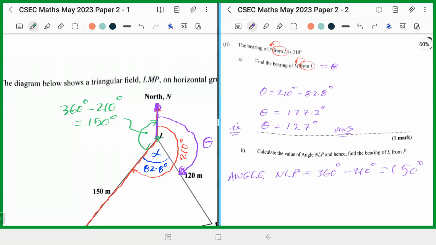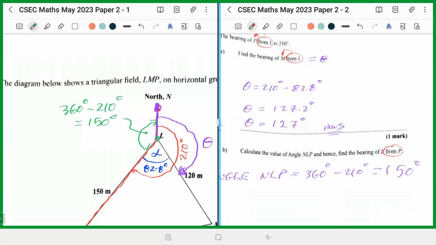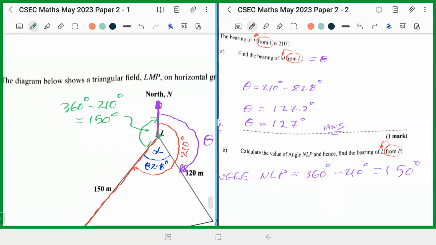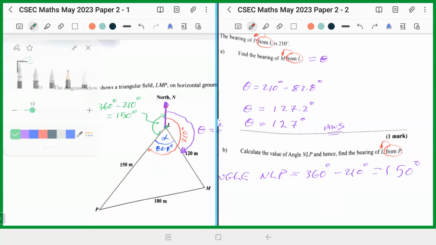So always note the from position again. Going from P to L. We must measure from position from P to L. So we're going from P back up to L. So basically, we need to show the north line at the from position P, which is right here, and we want the bearing up to L.